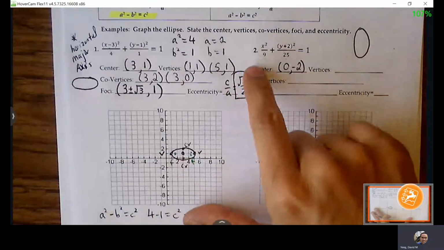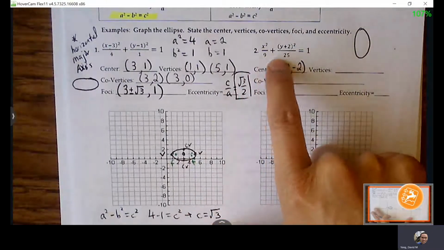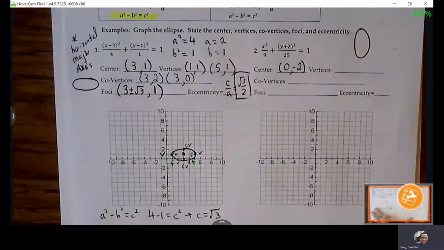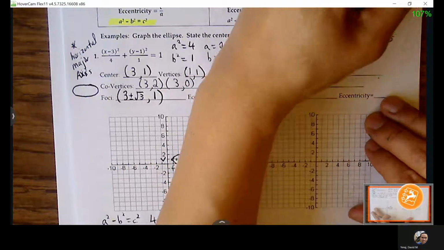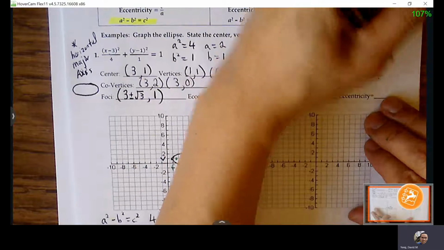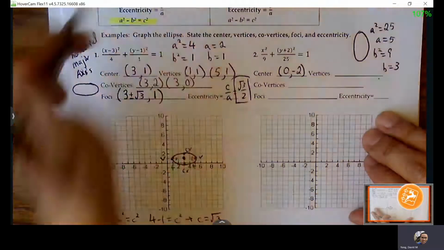Okay. Make sure that you understand these are not a and b values. These are a squared and b squared. So we've got to take the square root to get it down to the a and b value. So a squared is 25, which means a is 5. B squared is 9, which tells us that our b is 3.